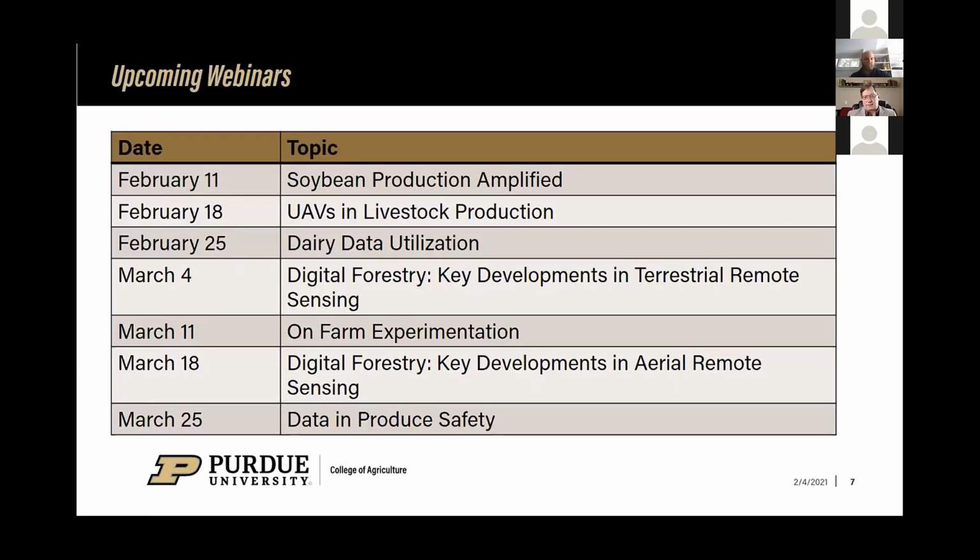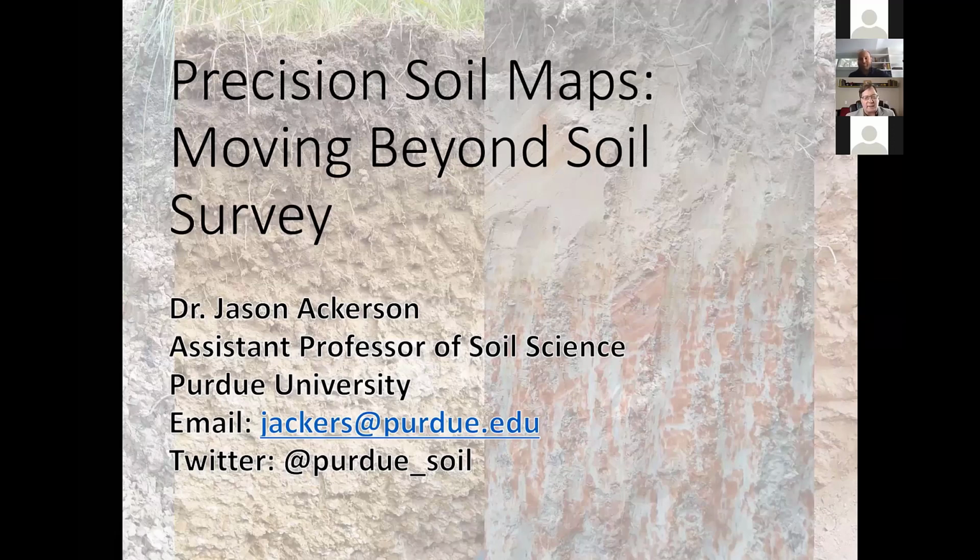Or I guess we're going to switch and now go to Dr. Ackerson's presentation. So let me introduce today's speaker. Jason Ackerson is a professor and assistant professor in agronomy here at Purdue. He came to us from Texas A&M. I think he arrived at Purdue in 2017. I won't give his whole biography, but I do want to just share a couple things.